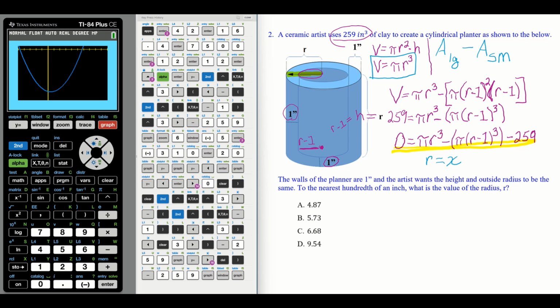Okay, so what do they want? They want this radius. Well, what we need to do is trace. Oh, no, I'm sorry. We're not going down there. We don't want a minimum. That was another problem. What we want to do is go up here and see how close we get to our root. Now notice I'm going to the positive root. We're not dealing with the negative value over here on the left-hand side. We want the root on the positive right hand.